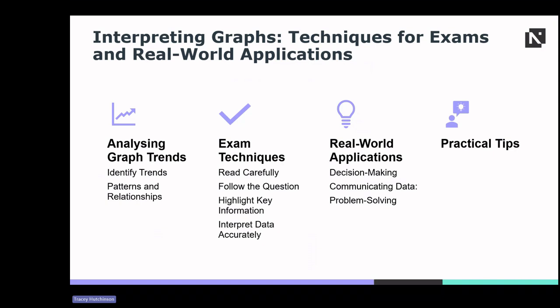And finally, some practical tips. Verify data from graphs with other sources if available. The more you practice interpreting different types of graphs, the more proficient you'll become. Discuss graph interpretations with peers or tutors to refine your understanding and approach.